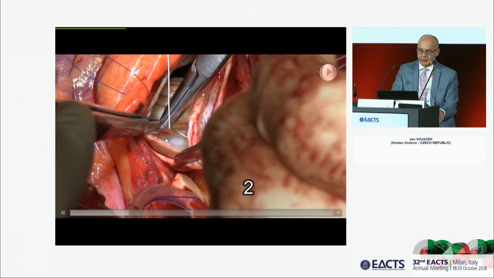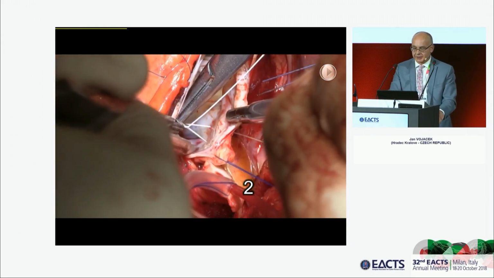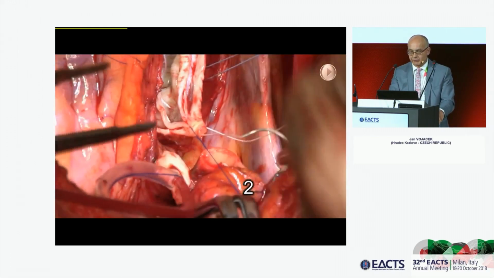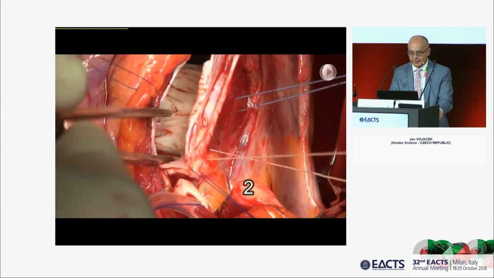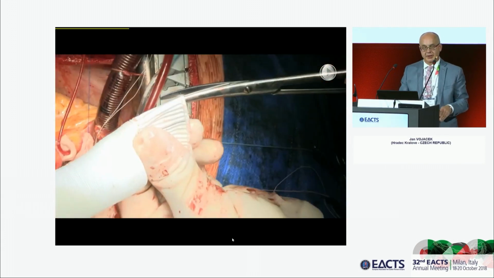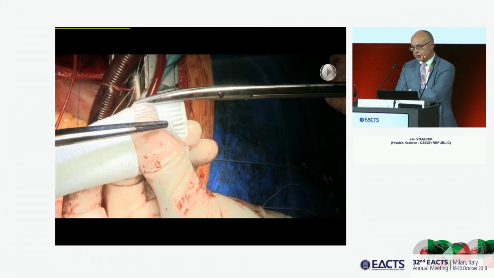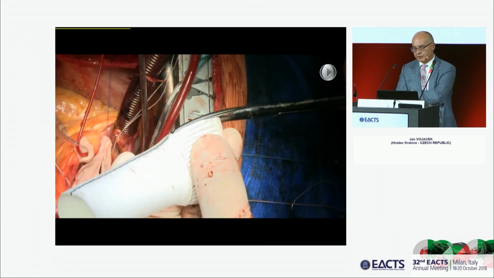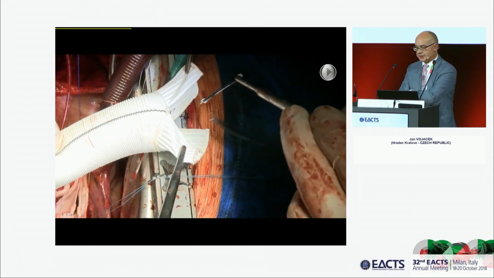So 3 of them are put just at the belly of each cusp, and 3 of them are placed at the level of the base of the subcommissural triangle. Then we continue with root remodeling. For this we use this Valsalva prosthesis, and this is important in case of bicuspid aortic valve. We create just two tongues, 2 neosinuses.